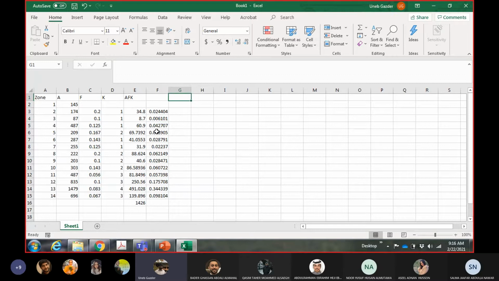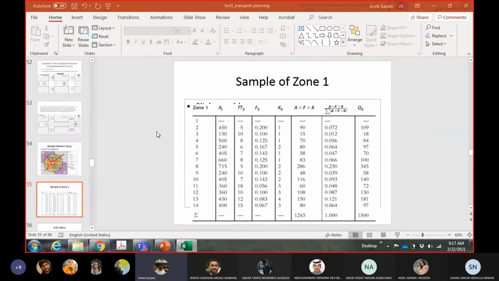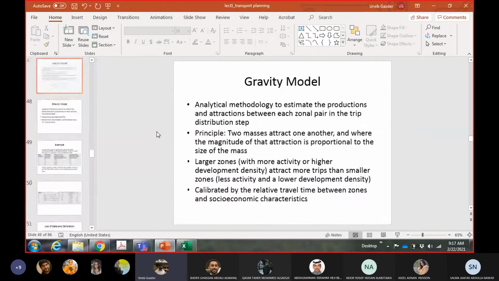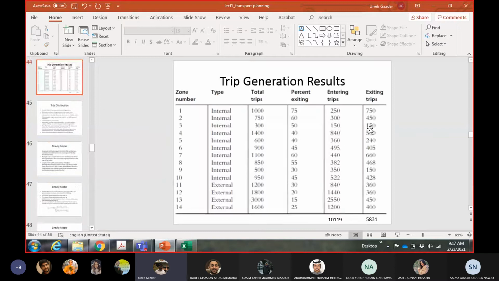Then each number will be multiplied by the trips produced from zone 1. To calculate Qij, I will multiply with the trips produced from zone 1. For trips produced from zone 1, I'll go to the trip generation stage. Trips produced meaning trips exiting, trips which are coming out of zone 1. You can see this 750. 750 trips are coming out of zone 1.